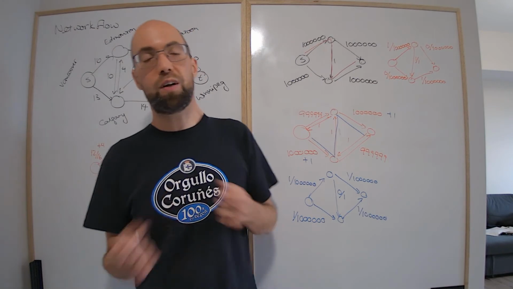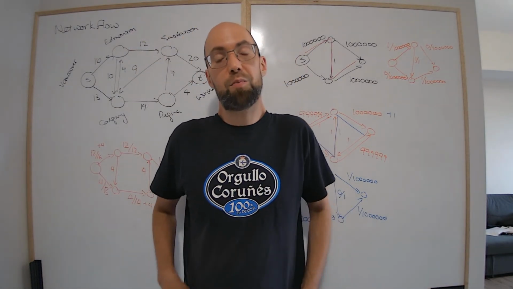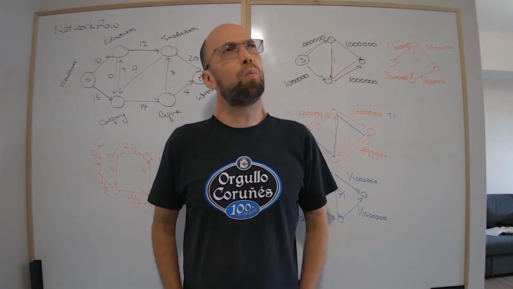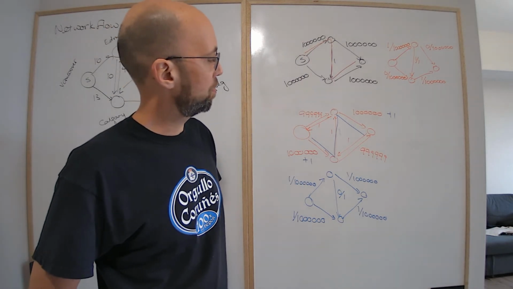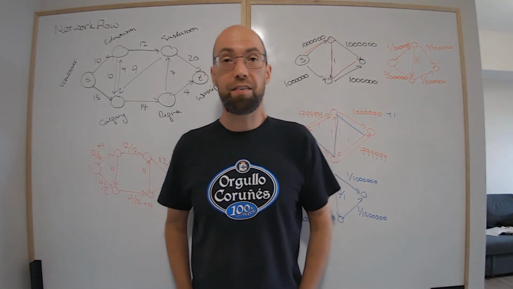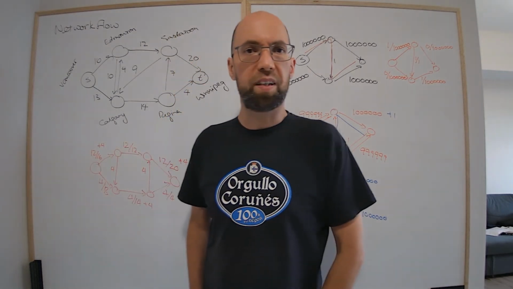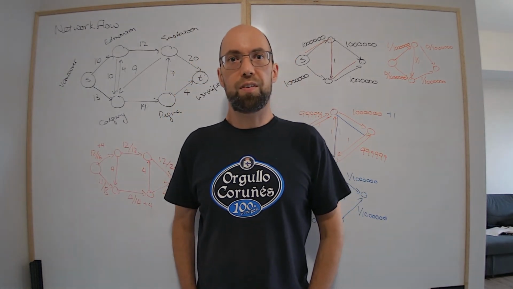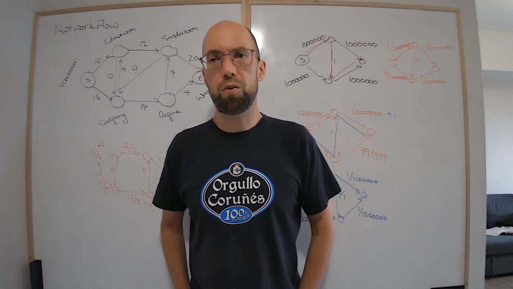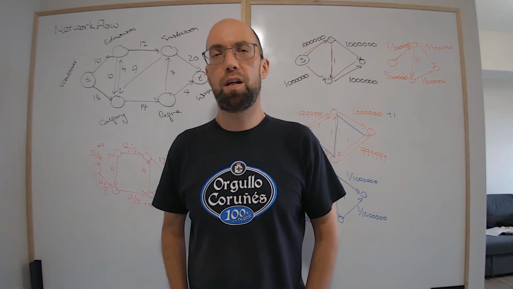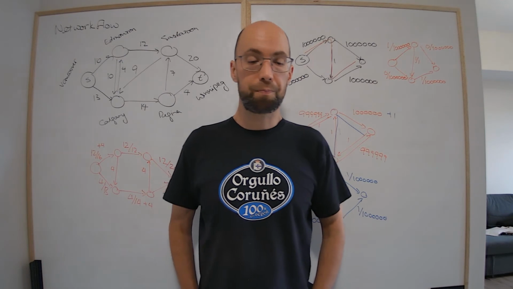How many times do you have to iterate this before it actually hits the maximum flow? 1,000,000 or 2,000,000 times do you have to do this? Anyway, a lot. I guess it's probably 2,000,000. So this is if you find your augmenting path badly.